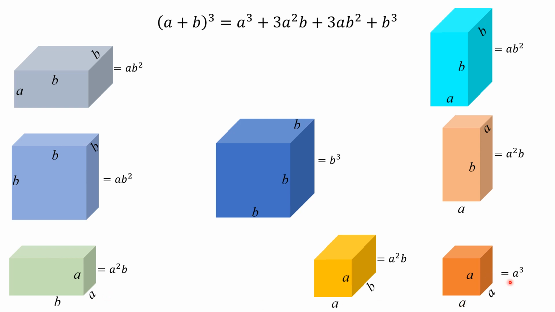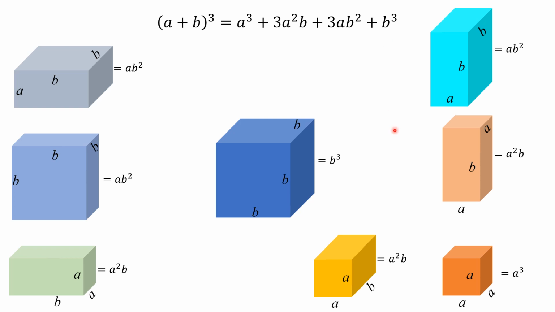You see here, this is a cube, then a square b, this is a square b and this is a square b, so 3 times a square b. Then ab square, then ab square, then ab square, so 3 times ab square, and this remaining portion is simply b cube. So the formula is a plus b whole cube is equal to a cube plus 3a square b plus 3ab square plus b cube.